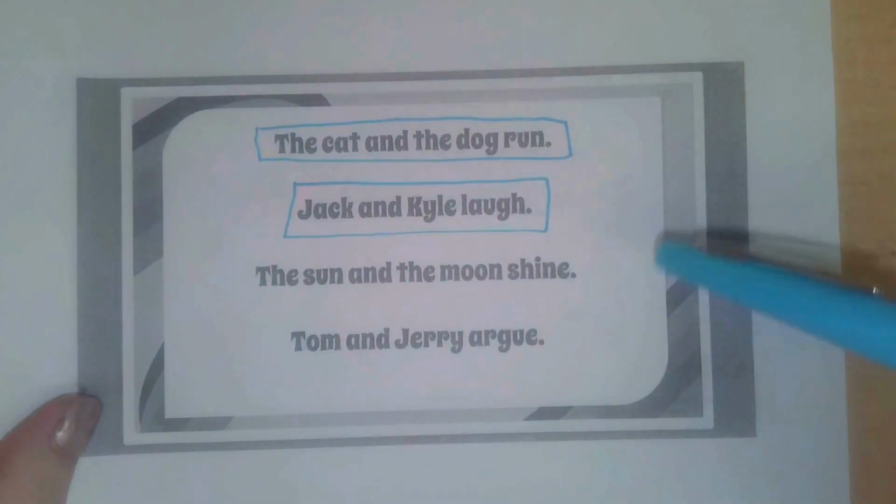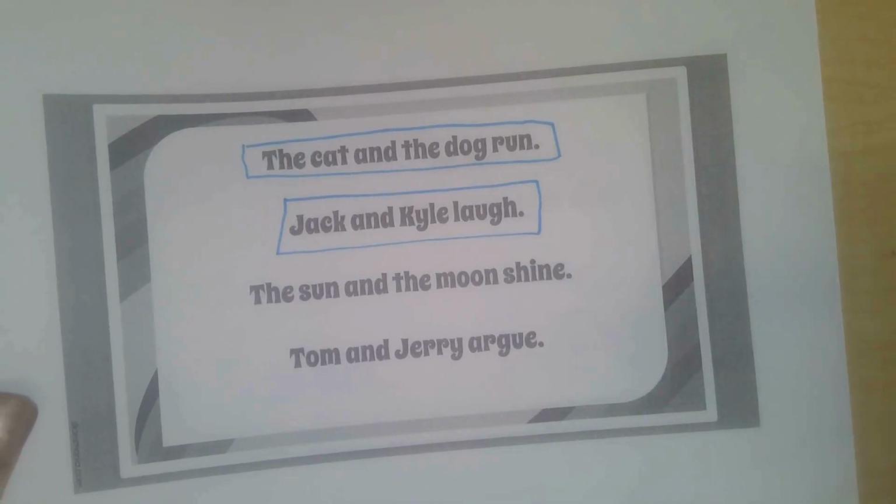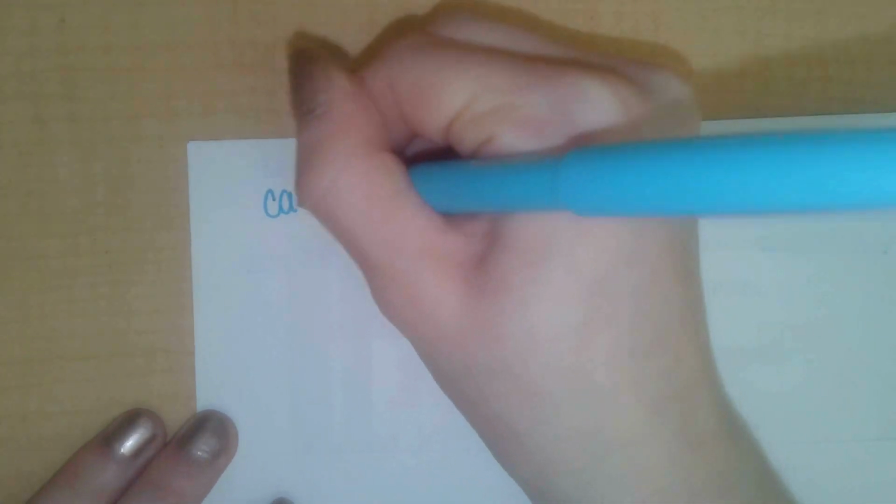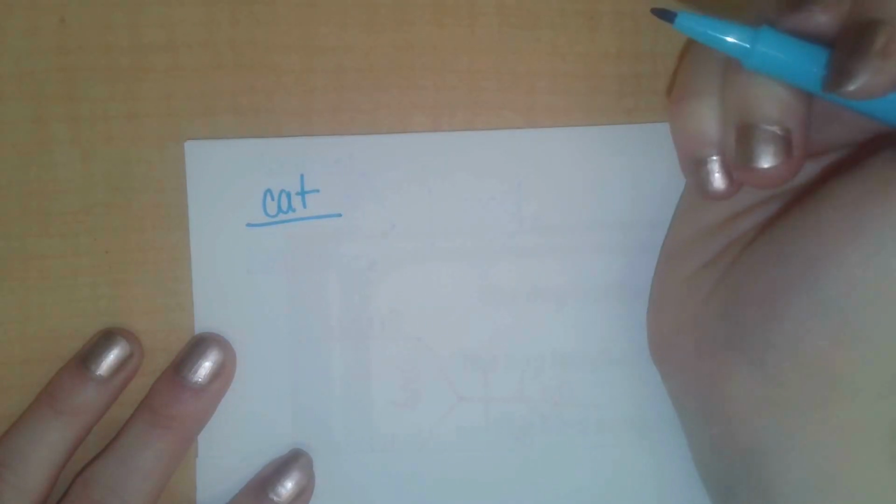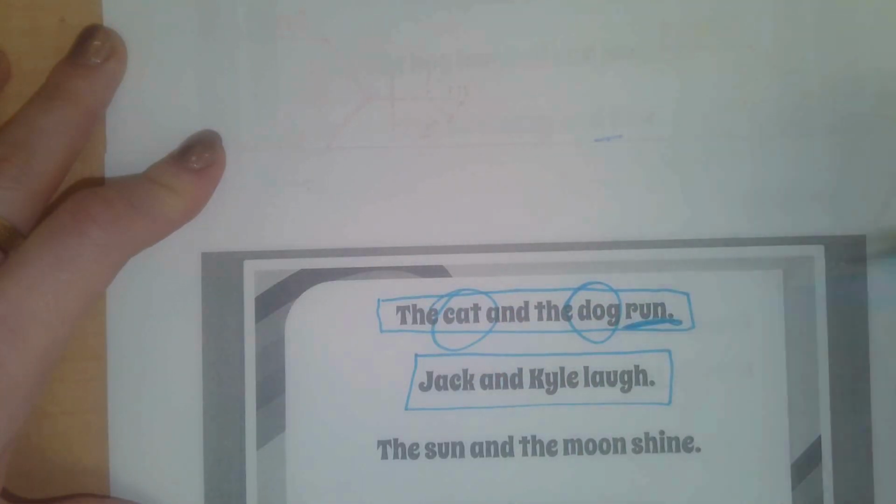Now, I've got some more of these whiteboard practices. So I have put a square around the ones that I'm going to do with you. And then I've left alone the ones that I want you to try on your own. So the cat and the dog run. Here we go. The cat and the dog run. First subject is cat. Now there's two subjects in this sentence. We have cat and we have dog, but there is a single verb. So what we're going to do is first describe which cat. It's the cat.